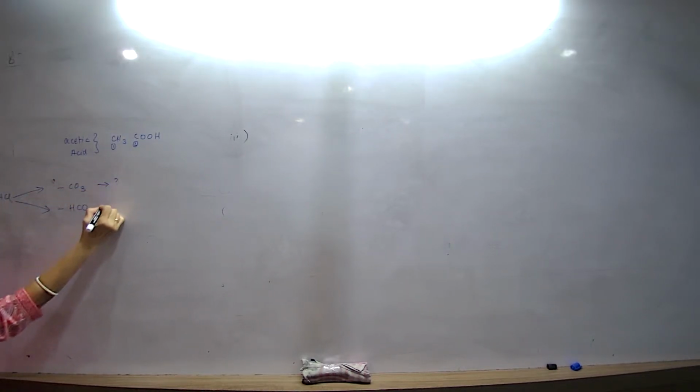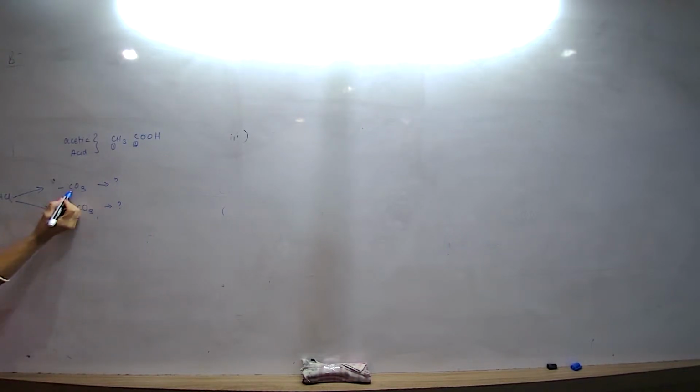Whenever we have an acid like HCl combining either with carbonate or with bicarbonate, which gas is given out? Nitrogen? Hydrogen? Why hydrogen? CO2. From carbonate, carbon dioxide will come. Okay, in both the cases it is carbon dioxide.